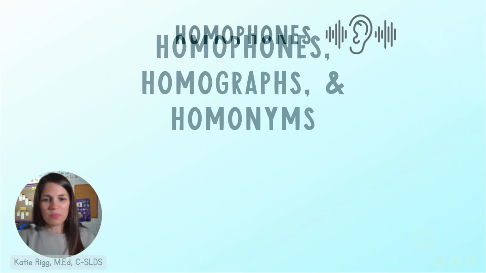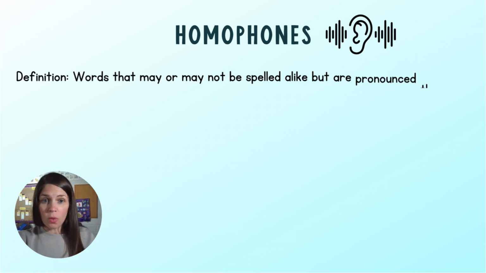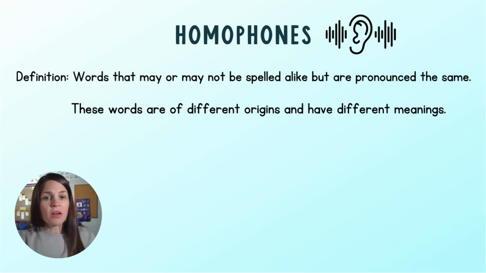Let's get to it. First, let's talk about homophones. By definition, these are words that may or may not be spelled alike, but are pronounced the same. So, homo means same, phone means sound. We can easily remember this definition by thinking same sounds, words that sound exactly alike. These are words of different origins, and these words have different meanings. So, let's look at some examples.